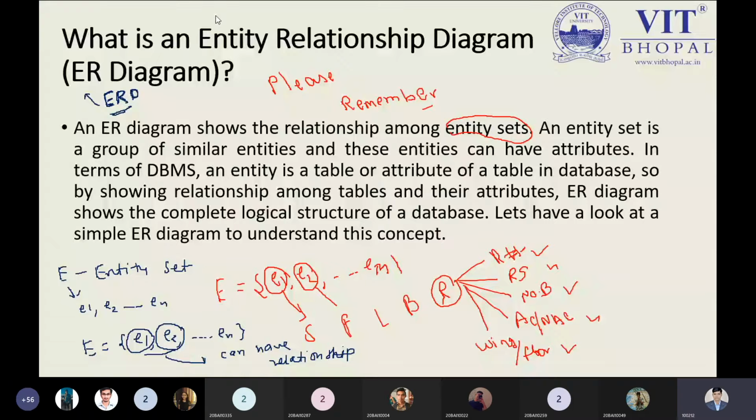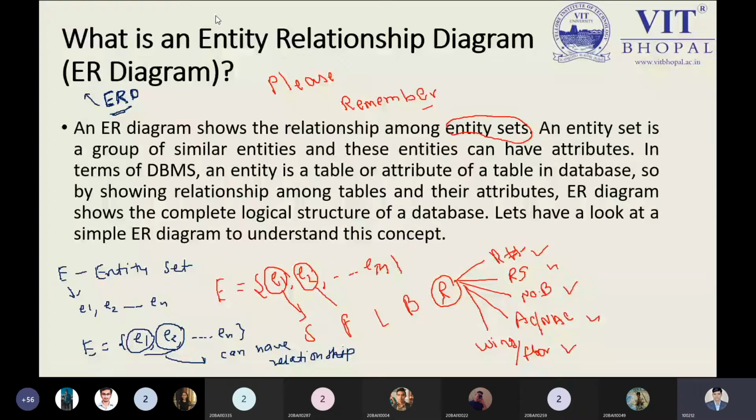If you are seeing the word entity set, as the name suggests, an entity set is a collection of various entities. Unlike a flowchart, in the ER model we are not bound by a single entity. We can have many entity sets. So I'm plotting the entity relationship model of a university. Suppose I'm preparing a university ER diagram.